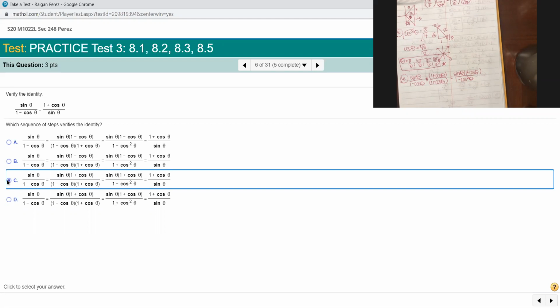Now, how they got to the last step, you don't even have to figure out because you know that this times this equals this right here. So it has to be C.